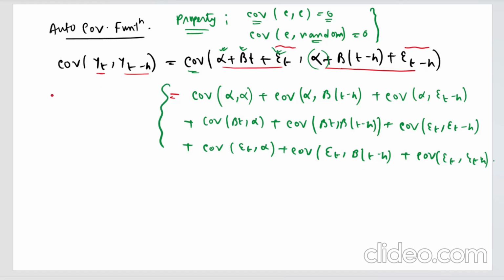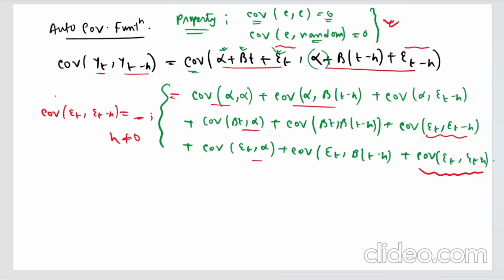Now if you understand these properties, you will see every term will be 0 except the covariance of epsilon t and epsilon t minus h. Why is this so? Because only the covariance of epsilon t and epsilon t minus h can have some positive value, and that only when h is equal to 0. Not h greater than 0, but h equals 0, right?